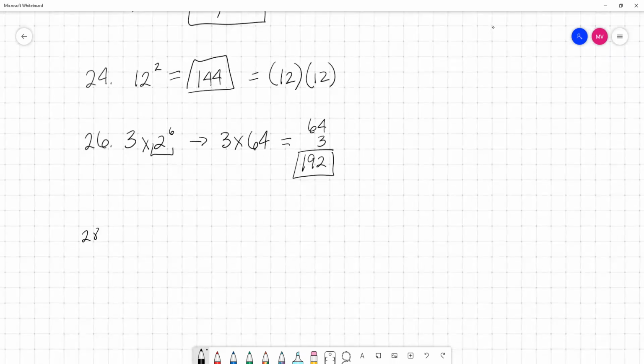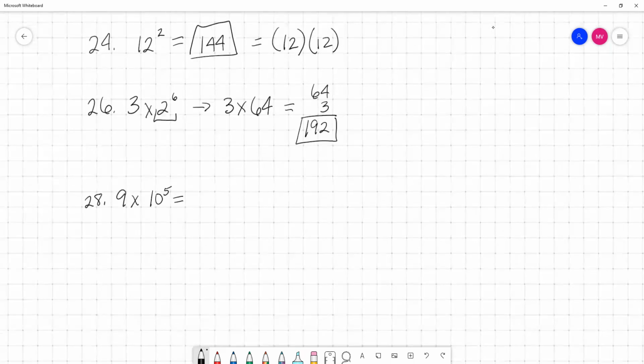All right, 28. So here we have something very similar to scientific notation. This is just 9 times 10 to the 5th. So we have how many zeros? 5 zeros. And then 9 times 1 is 9. So then just check for your comma and you have 900,000.